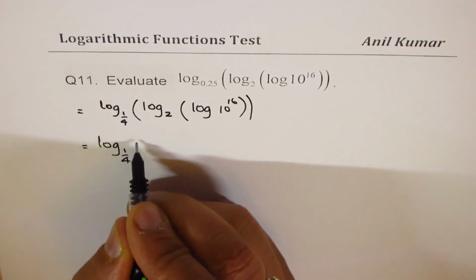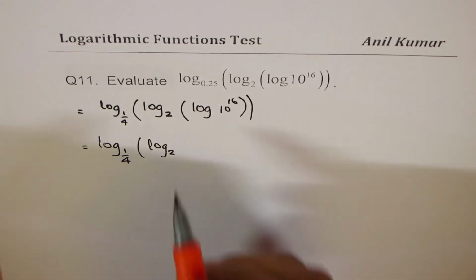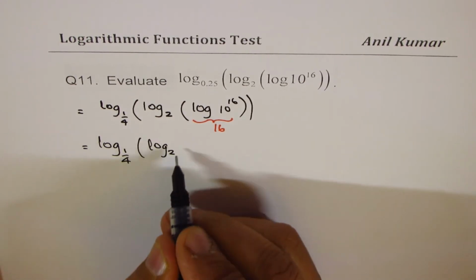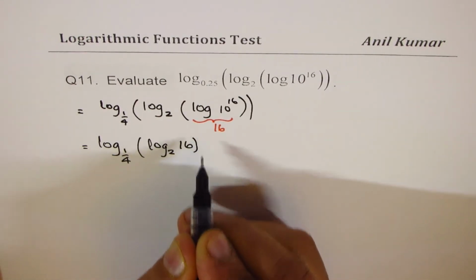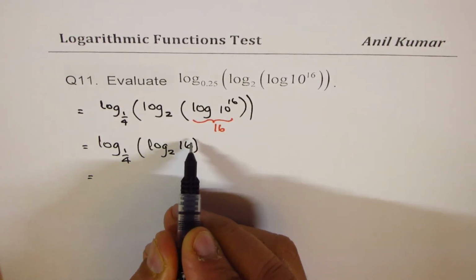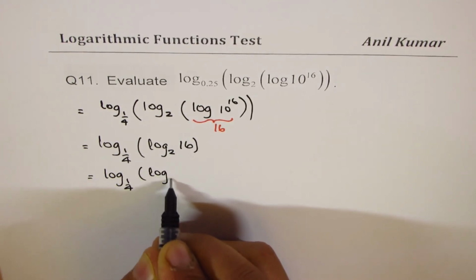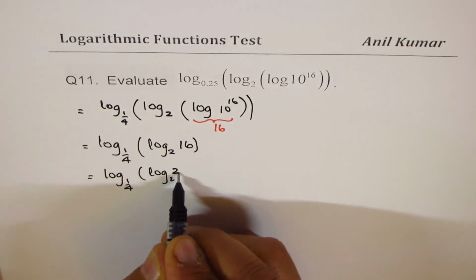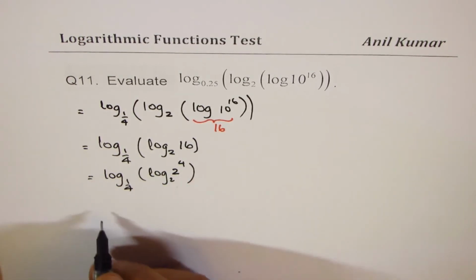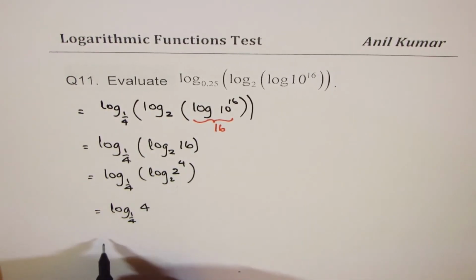So we have log 1 over 4 of log to the base 2, and this is the power rule, right? So it's a 16. So I could write this as log 2 of 16, correct? Now 16 can be written as 2 to the power of 4. So we could write this as log 1 over 4 of log 2 of 2 to the power of 4, correct? Applying the power rule, we get this as 4. So I could write this as log 1 over 4 of 4, correct?